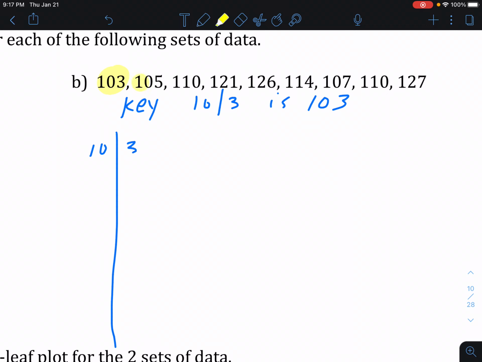Next is 105, so just put 5. Next is 107. Then you go into the 110s, so 1, 1, and the next number is this 110. It actually appears twice, so 110 and 110. Next is 114, so 114. After that, we go into the 120s.